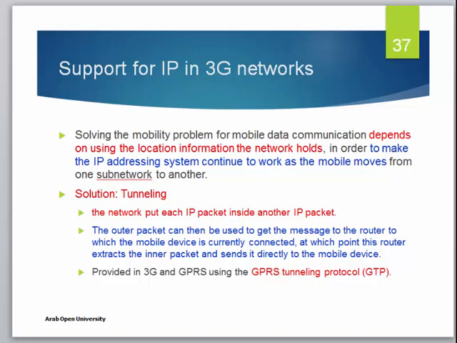The procedure of tunneling has the following steps. At first, the network puts each IP packet inside another IP packet. Then, the outer packet can be used to get the message to the router to which the mobile device is currently connected, at which point this router extracts the inner packet and sends it directly to the mobile device. This is provided in 3G and GPRS using the GPRS tunneling protocol, which is GTP.